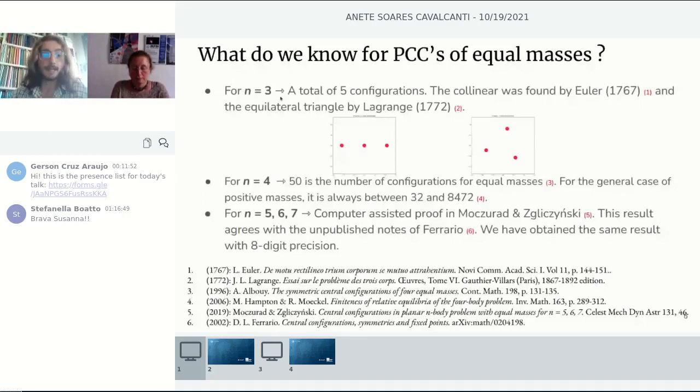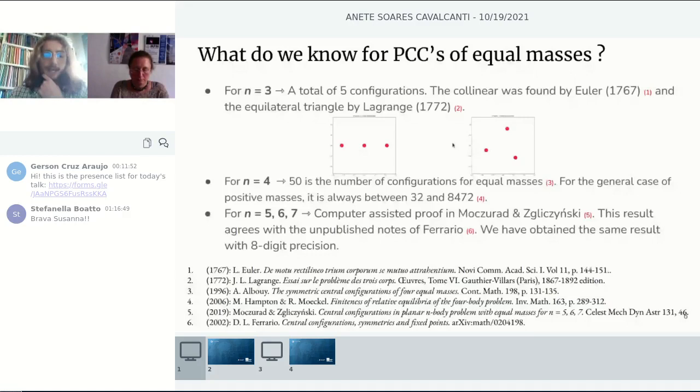The three-body problem was already solved a long time ago. We know that there are five. We know that there are three collinear ones that were found by Euler in 1767, and other two that are basically the equilateral triangle that were found by Lagrange in 1772. For the case of four bodies, we know that 50 is the number of configurations in the case of equal masses, and we have some upper and lower bounds for the general case.